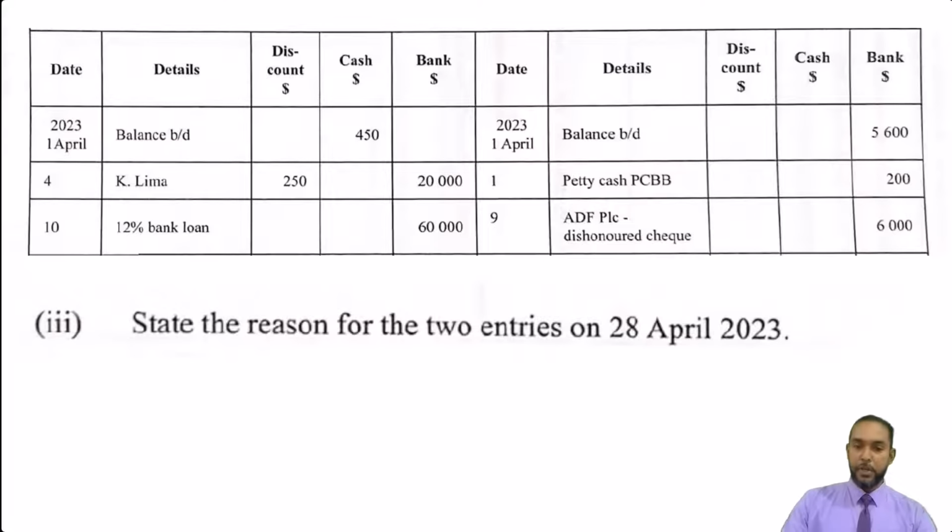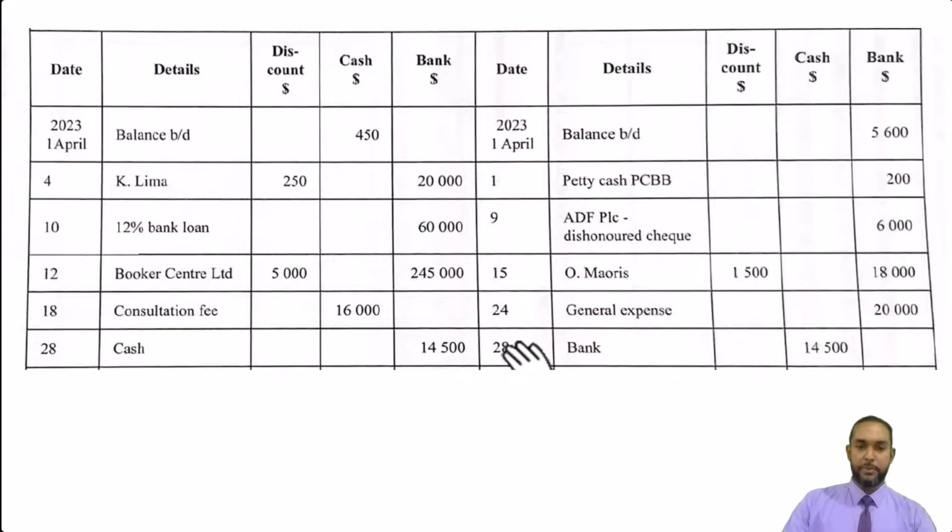Now it says, reasons for 2 entries on the 28th of April, 2023. Okay, 28th of April. So on the credit side, I'm seeing bank as the details and cash, money being entered under the cash column.